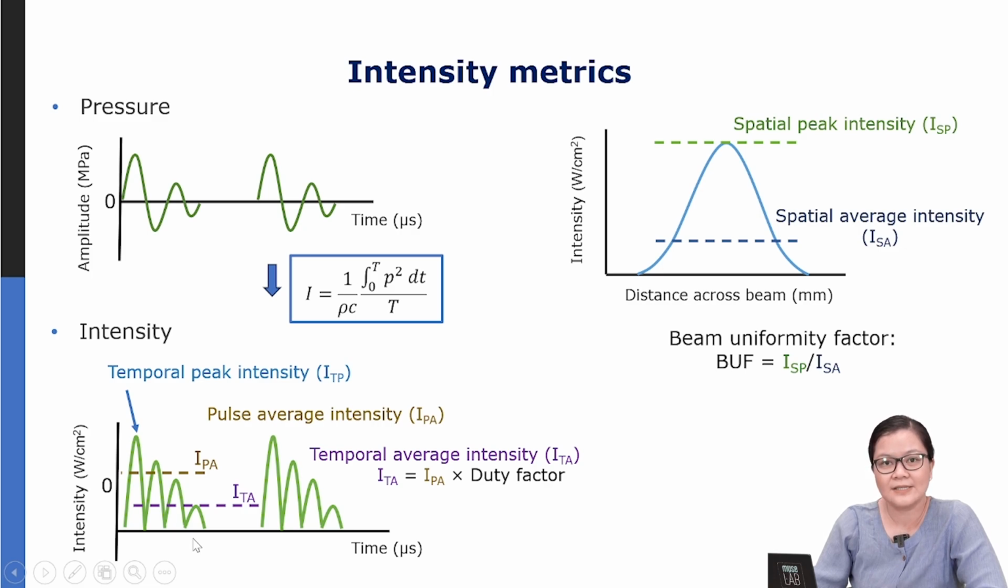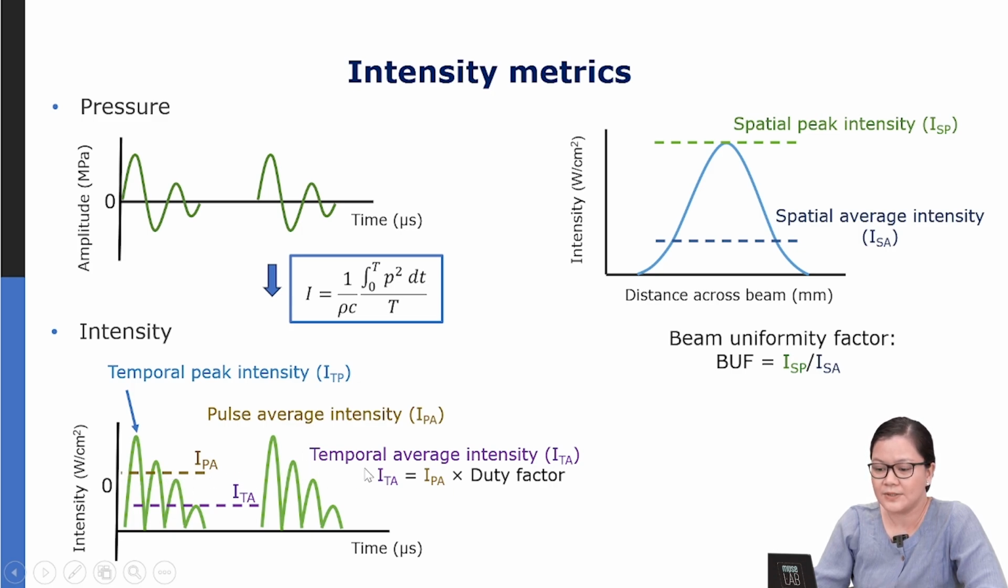Now, there are several intensity metrics that we had discussed. The first being temporal peak intensity, or ITP, right here. And that is the peak intensity of this intensity waveform. We also have the pulse average intensity, which is the IPA here. And that is the intensity of the waveform that is averaged during the pulse duration of the signal.